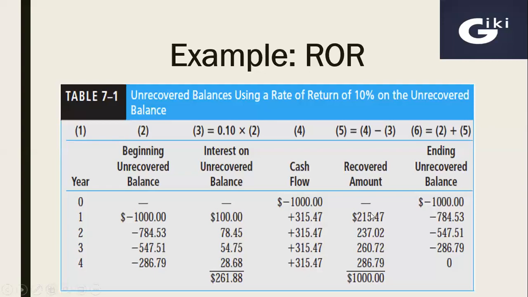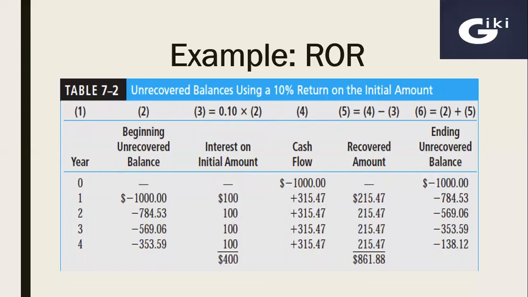Now, if we add up these recovered amounts, this will equate to $1,000, and the interest will be equal to 261.88. So by using the unrecovered balance method, we have recovered exactly 1,000 at the end of the fourth year.